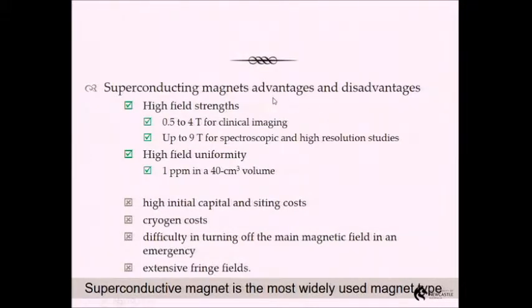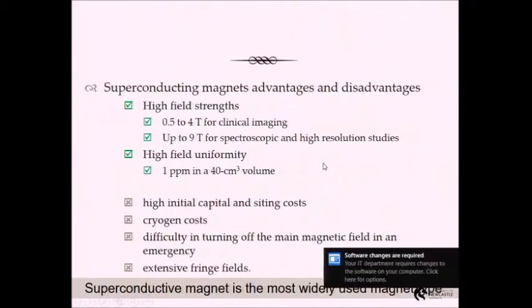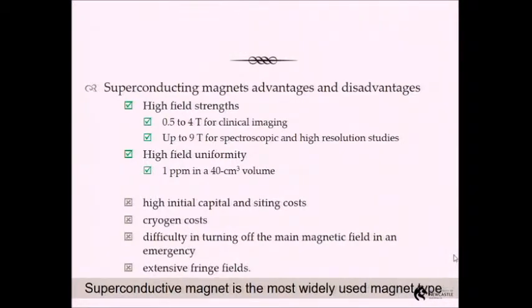So superconducting magnets have advantages because they're at a high magnetic field strength. You get lots of good SNR, so you can scan for shorter amount of time. They have high uniformity, which makes them really good for doing things like spectroscopy and doing selective suppression of fat signals for things like breast imaging, or if you want to look at musculoskeletal imaging and you want to specifically look, as I showed you before in that example, of bone edema.